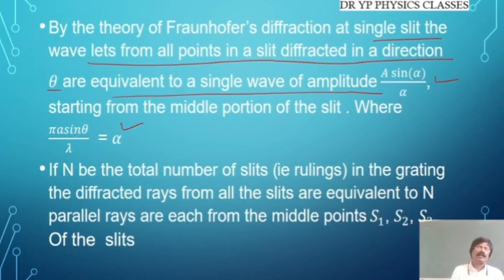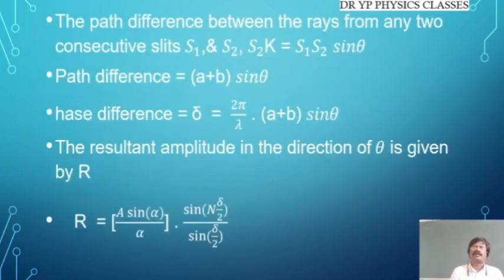Okay, where alpha is pi a sin theta by lambda. Now if n be the total number of such slits, that is rulings in the grating, the diffracted rays from all the slits are equivalent to n parallel rays, each from the middle points S1, S2, S3 of the slits. So the path difference between the rays from any two successive slits S1 and S2 is equal to S2K, that is S1S2 into sin theta.